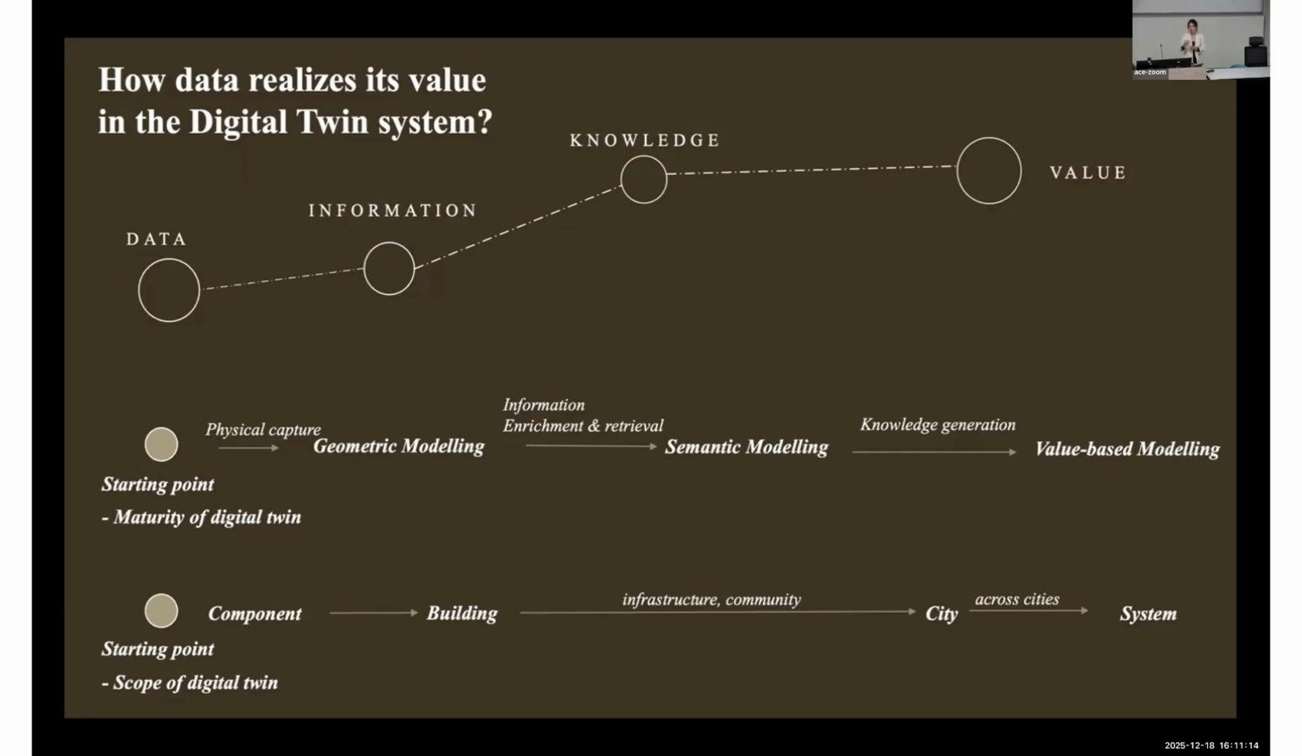Like you just said, the prediction. If you want to do the prediction, what is the information inside that enables you to do the prediction? And then there is the scope of digital twin. For the digital asset, we can go from the component to the system. So this is my answer.